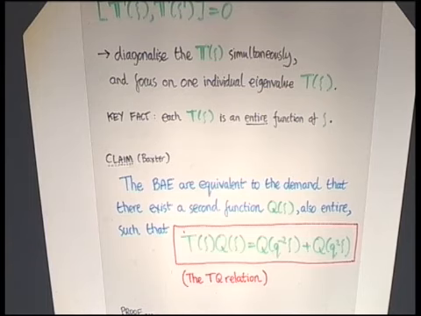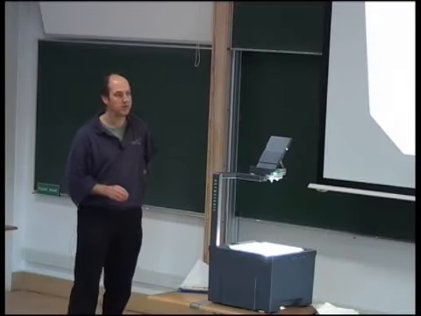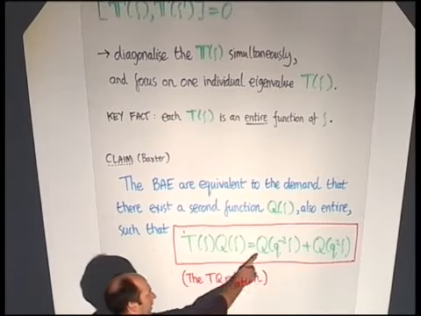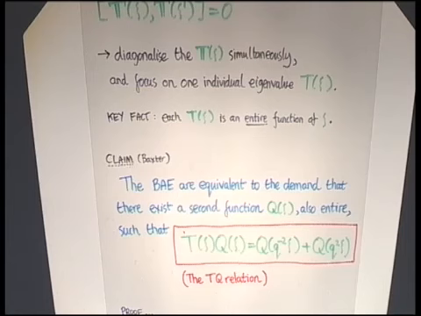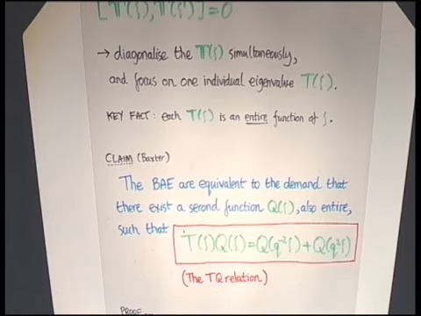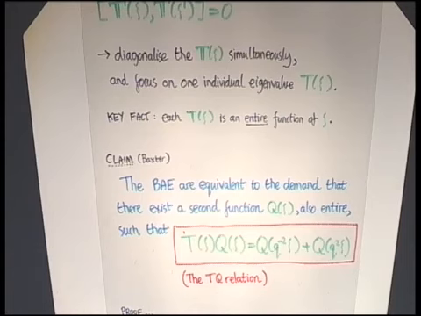And what Baxter says is that demanding that there are these Bethe ansatz equations, and then expressing T in terms of the solutions of those Bethe ansatz equations, is equivalent to demanding that T be such that there exists a second function Q, which is also entire, such that when you multiply T by Q, it replicates itself twice, but at shifted values of the argument. And that's called the TQ relation.